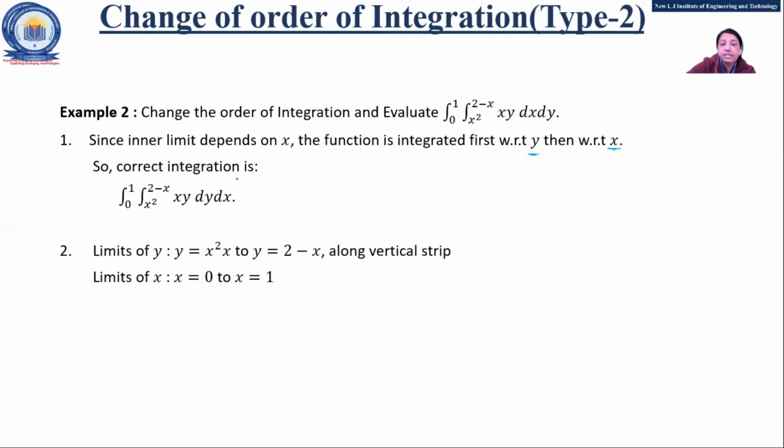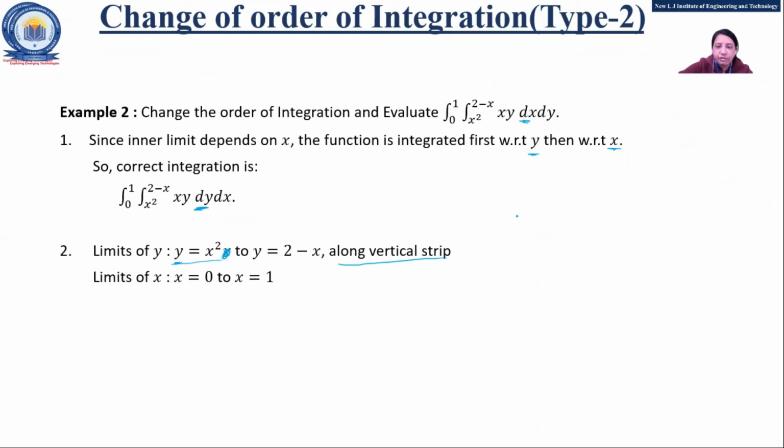The correct integration is 0 to 1, x square to 2 minus x, xy, then dy dx. Here it's a dy, here it's a dx. So we just need to write down the correct one. Now you can see that the inner limit depends upon x, so obviously it is the limit of y. So y equal to x square to y equal to 2 minus x. So which type of strip is it? Vertical strip. And x equal to 0 to 1.